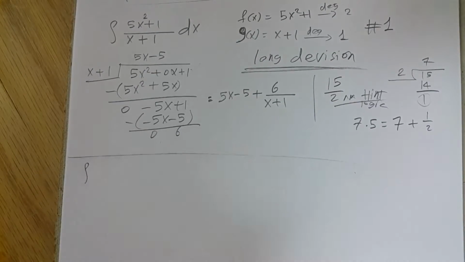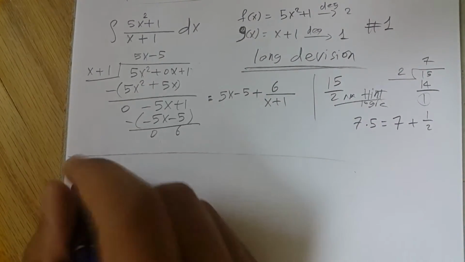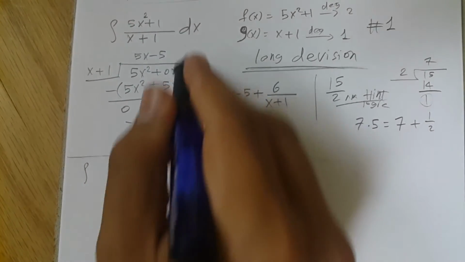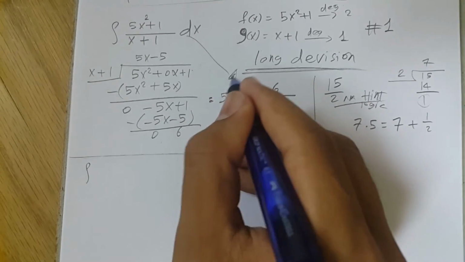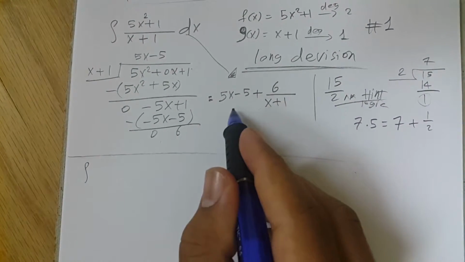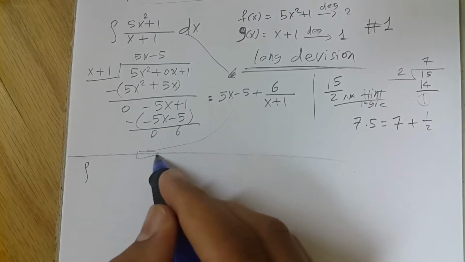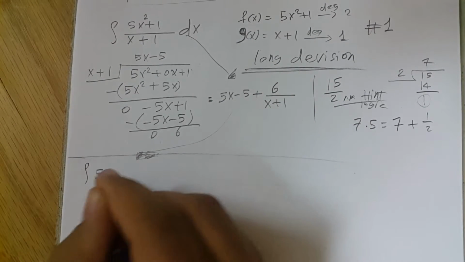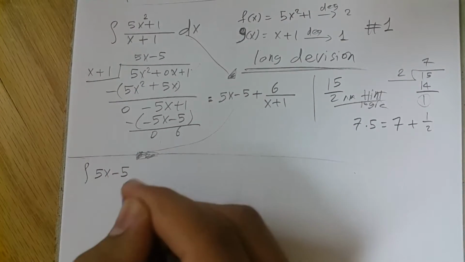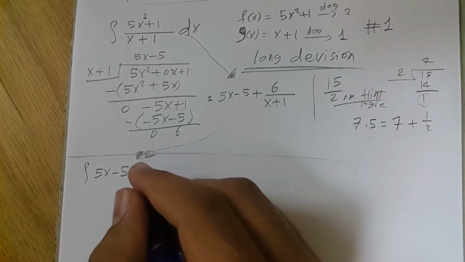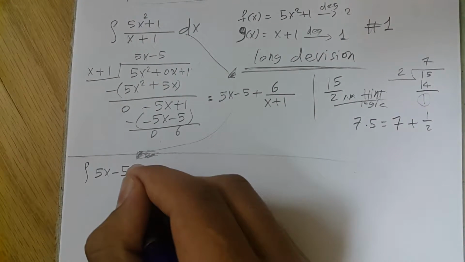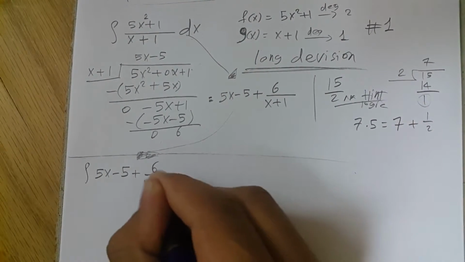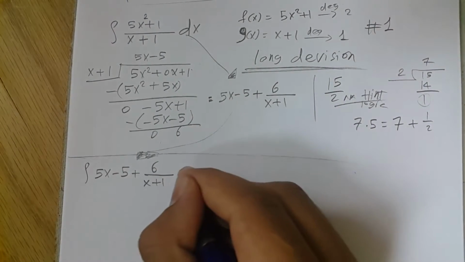Okay, so this will be the integration of what? The integration of 5x squared plus 1 divided by x plus 1 dx will become, after long division, this, right? So we just bring it back, which will be 5x minus 5 plus 6 divided by x plus 1, dx.